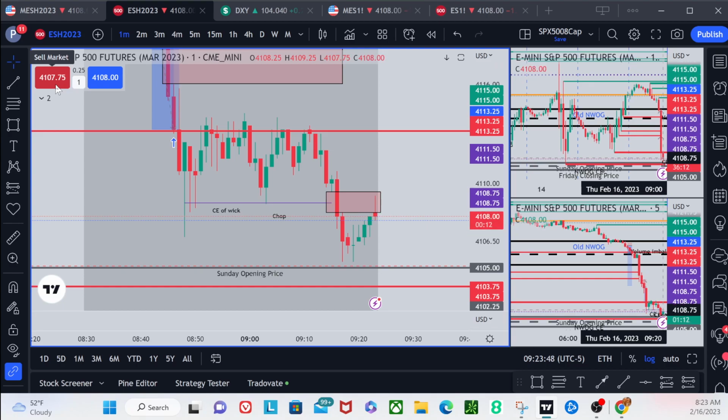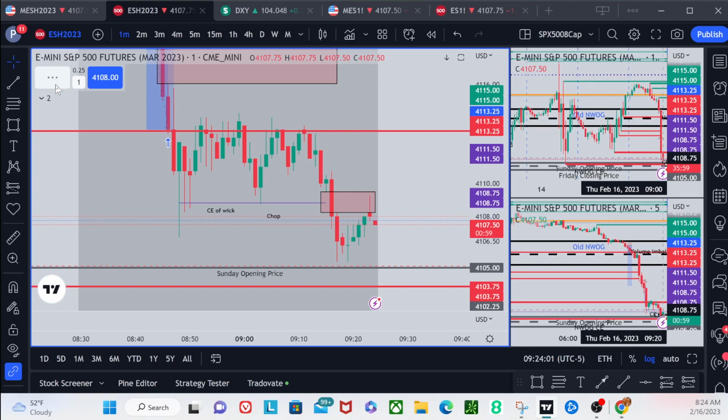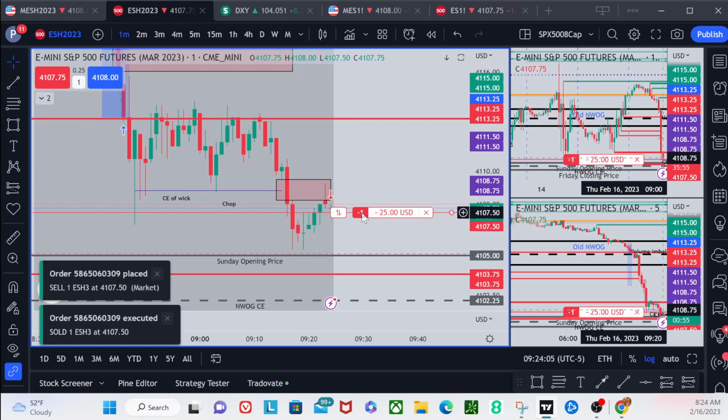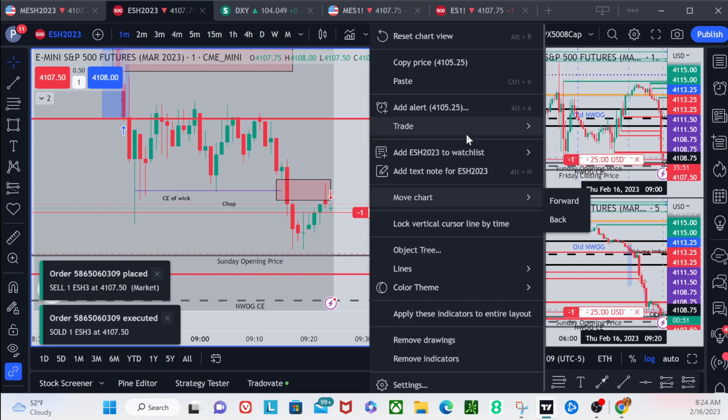So as you can see, I have highlighted 4113 on the right-hand side on the DOM, depth of market. It's pronounced DOM, not dome. Depth of market. And again, you don't need this stuff. I called this pull of liquidity and draw on liquidity before your depth of market even starts animating around that price level.